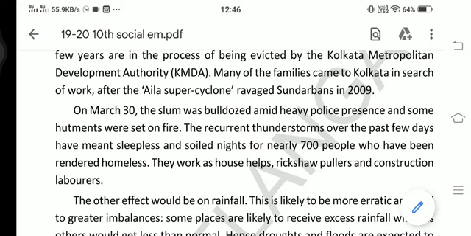This is the effect of global warming. That means many super cyclones will occur, right? The Aila super cyclone. Recently also, what was the name? I am not getting the idea.